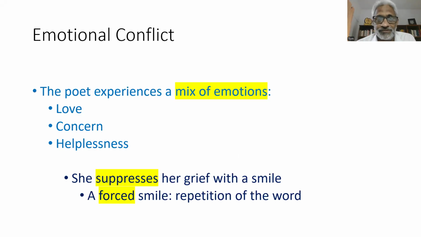Then coming to the other parts of the poem, there's an emotional conflict in this poem. Essentially it is about that emotional conflict. The poet experiences a mix of emotions. There is love, there's concern for mother, and there is the poet's helplessness. She can do nothing about her mother's old age and physical weakness. The poet suppresses her grief with a smile. At the end, you can see the word smile and smile and smile. Repetition. It's a forced smile.